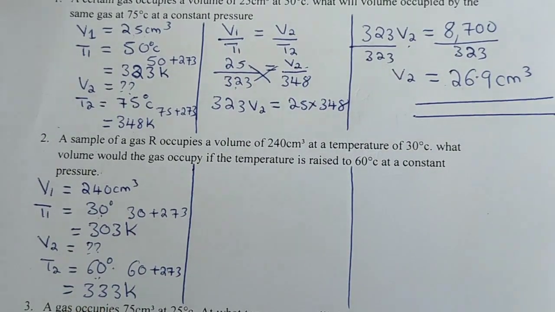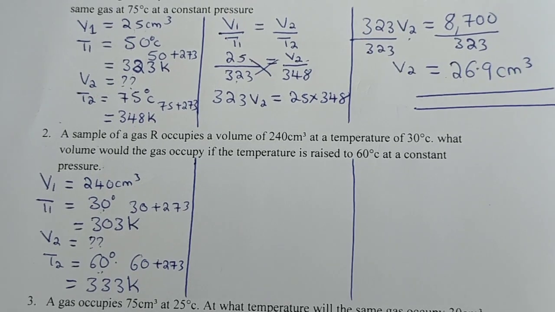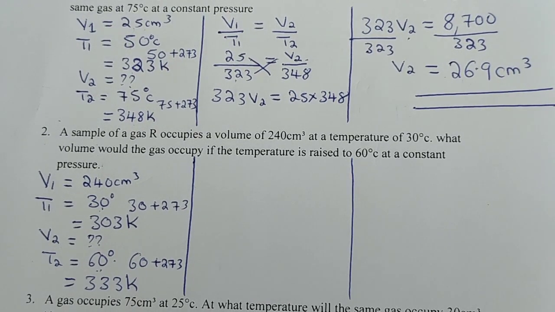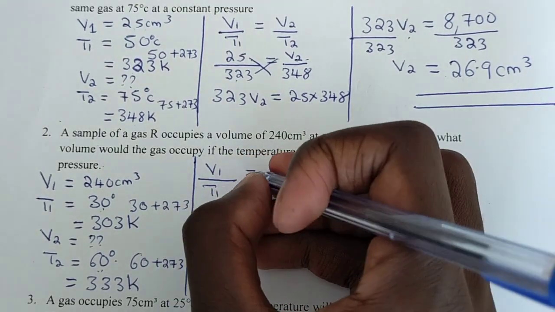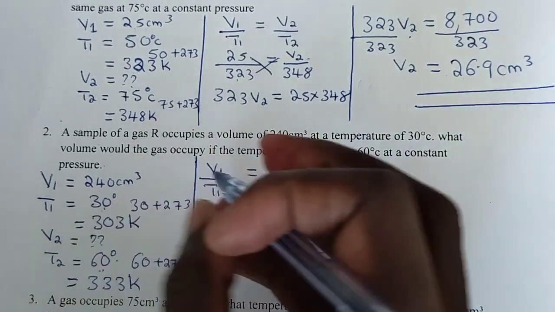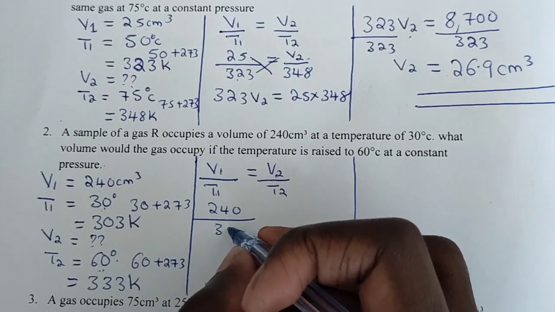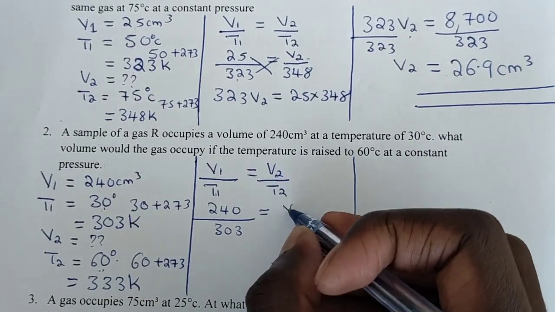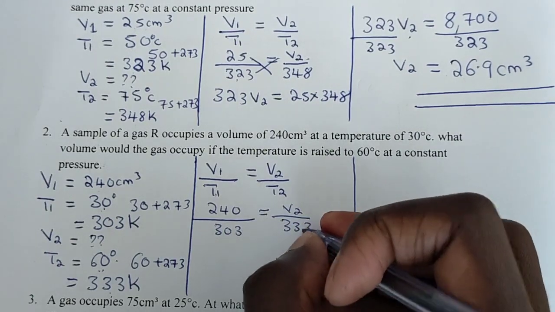333 Kelvin. So for us to solve the question now, we remember the formula. What is the formula for Charles law? Because it's the formula that helps you get the unknown values. Charles law says V1 over T1 equals V2 over T2. So V1 we have 240, over T1 we have 303, equal to V2, what we are calculating, over T2, 333.